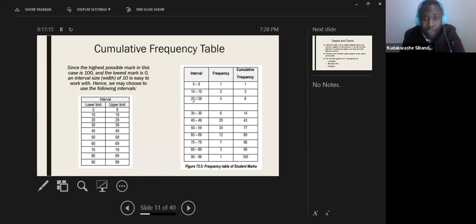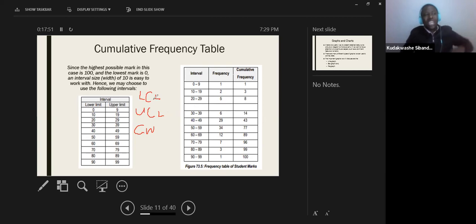Let me take a pen here. So you come to find out that each interval has two figures. It has one on the left, which is the minimum value for that specific interval, and then there's a value on the right, which is the maximum value for that specific interval. So there are three terms that I want you to take note of: a lower class limit, an upper class limit, and a class width.